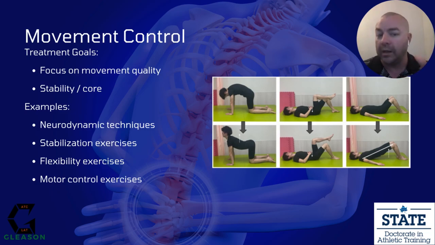You're going to focus on movement quality, like I said, and stabilization, or as we think of it simply, the core. So you can see here in these examples, very, very low level core stabilizing strength, and you can progress or regress these activities. But we also include in this some of the neurodynamic techniques that help with nerve motion within the body. So that also helps decrease the pain for the patient and also increase the mobility. But the stabilization exercises, the flexibility exercises, and those motor control exercises, you can see are simple.